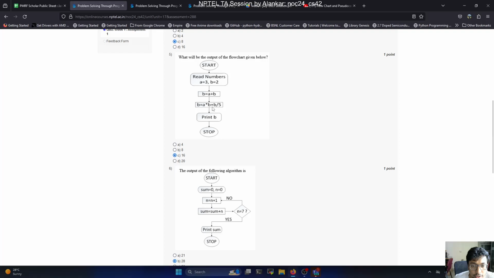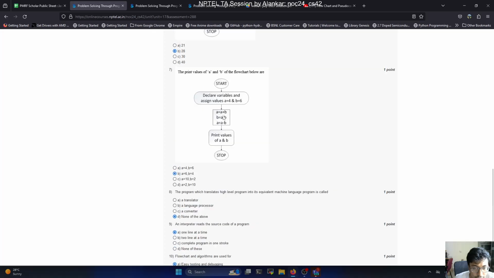So print the values of A and B in the flowchart. So this is also very simple. You start with values of 4 and 6 for A and B respectively, and then you just do all these steps. This is basically A getting updated by a new value, then B also getting updated, and then A getting re-updated again, and then you get the values. And you just do the calculations, and this will be simple, right?